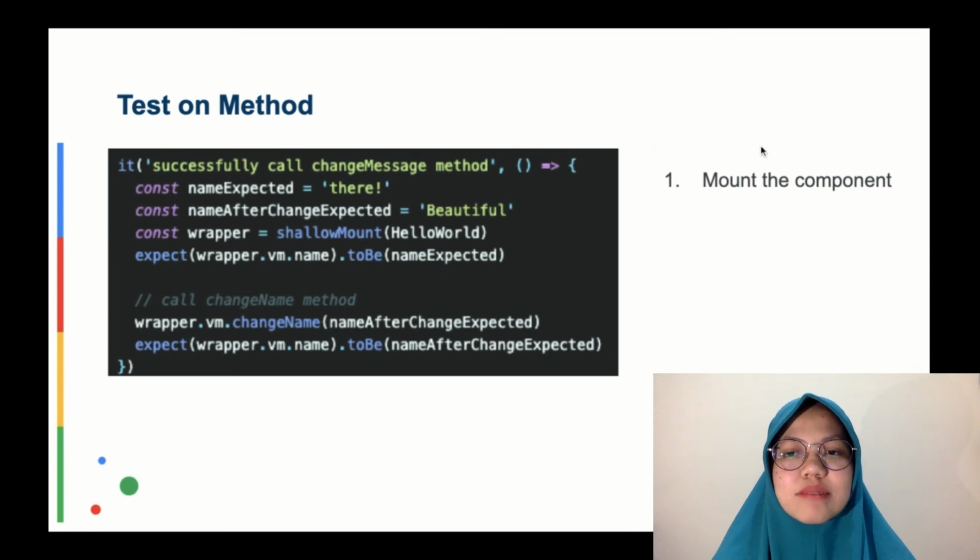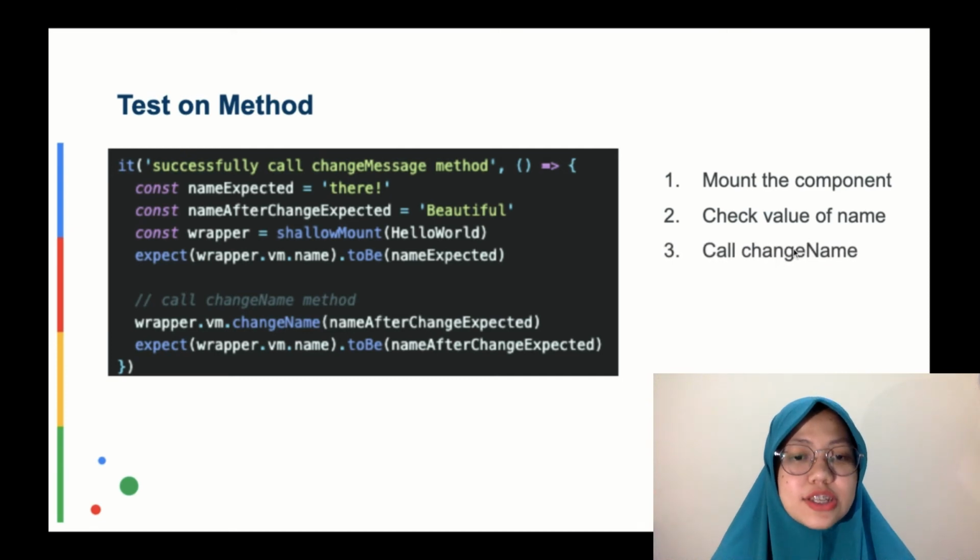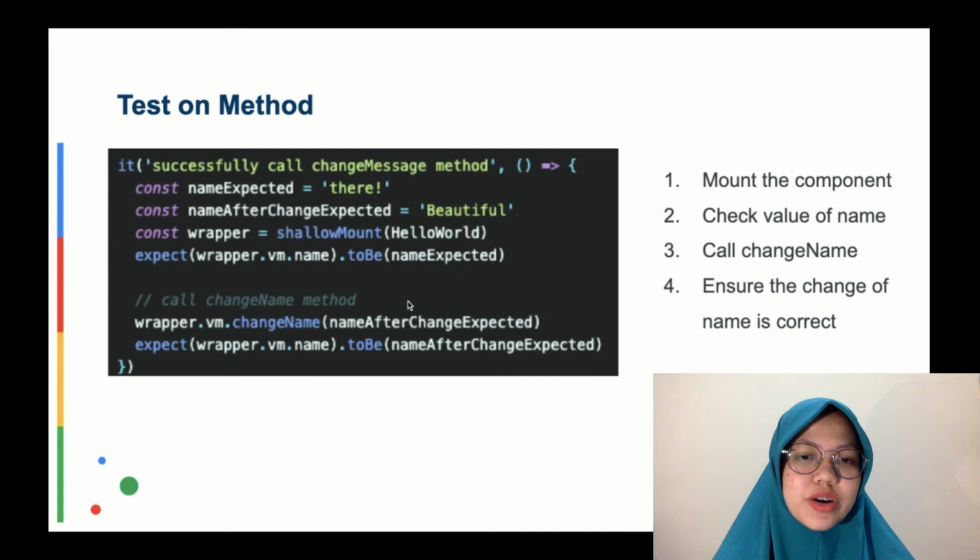So this is the brief explanation. The first one, I mount the component, and then I check the value of name when it was mounted, and then I call change name here, and then I ensure that the change of name is correct. So from there it becomes beautiful.